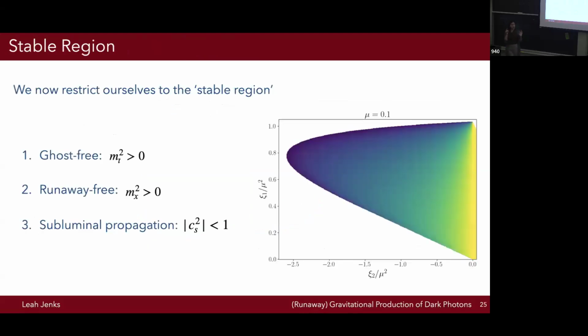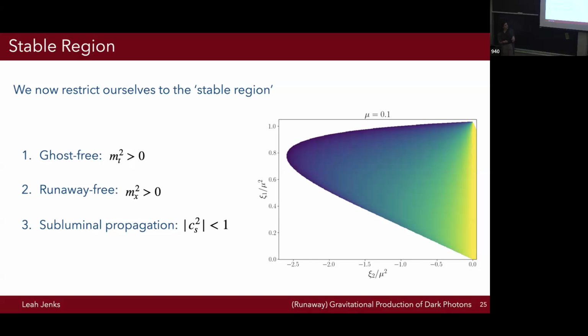Okay, so now I would like to think about this stable region that I showed. And so again, I'm going to define this stable region with exactly these three conditions that we've mentioned. So I'm going to say I want my theory in a region where it's ghost-free, so M_T is larger than 0. I want my stable region to be runaway free to avoid this runaway production, so M_X squared larger than 0. And then I also want to make sure that the modes are subluminal, such that the sound speed is less than or equal to 1.